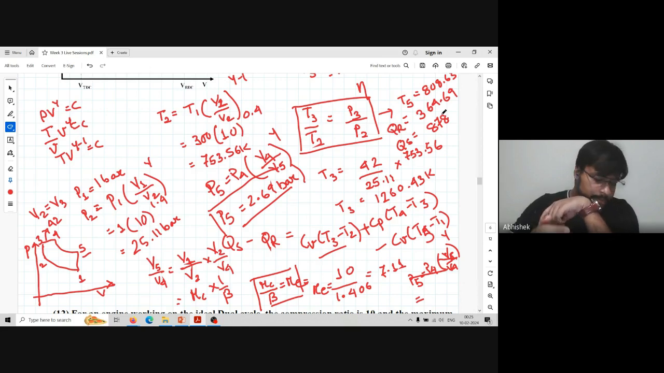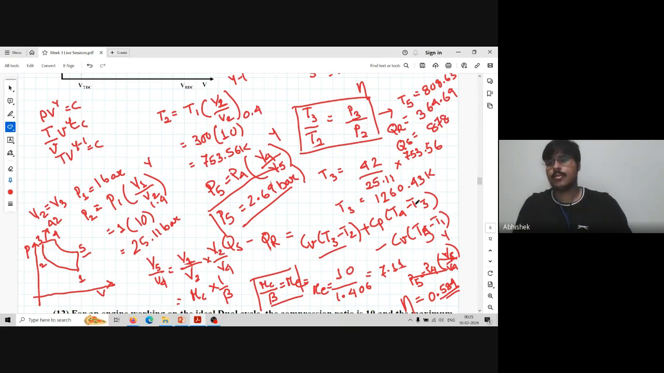You'll get somewhere around 58 to 58.4 efficiency. You will get 0.584. Okay, 58% somewhere around that. And if you calculate this one, you will get the work. Subtract Q supplied minus Q rejected, and you will get the work.